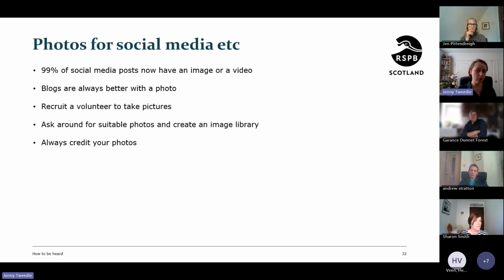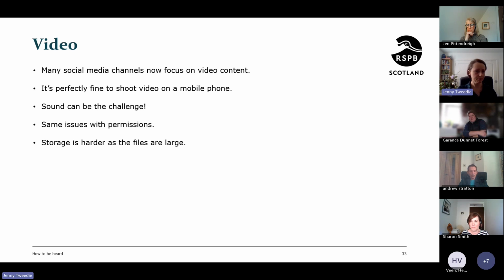You will find also you've got local volunteers who may have photos on file already, and they can send you some photos which you might be able to use. Always credit your photos, always make sure you've got permission. If anyone's sending you photos, make sure they've given you some written permission so that you know you've got permission.